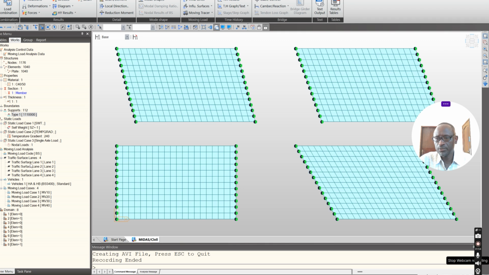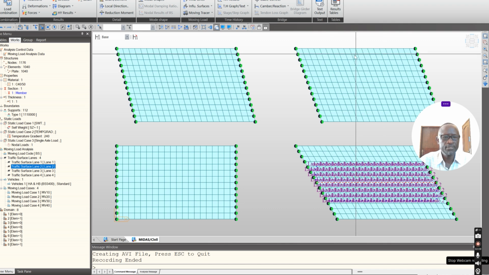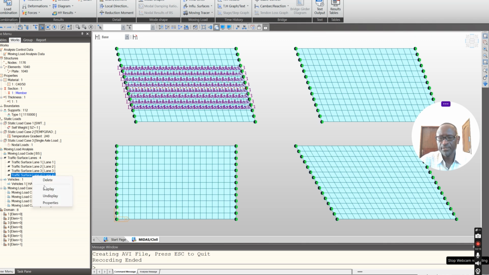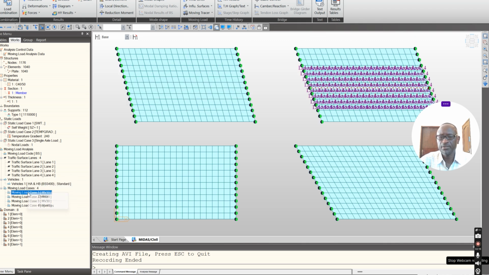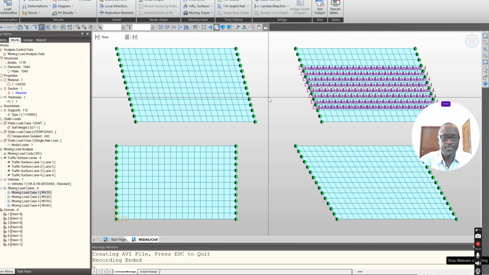I wish I could see the display. The good thing with MIDAS is it allows you to have 4 different deck slabs on the same screen. All these lanes are given, and then you put in the vehicle types, and the rest of it you apply, and afterward you run and it gives you the output.